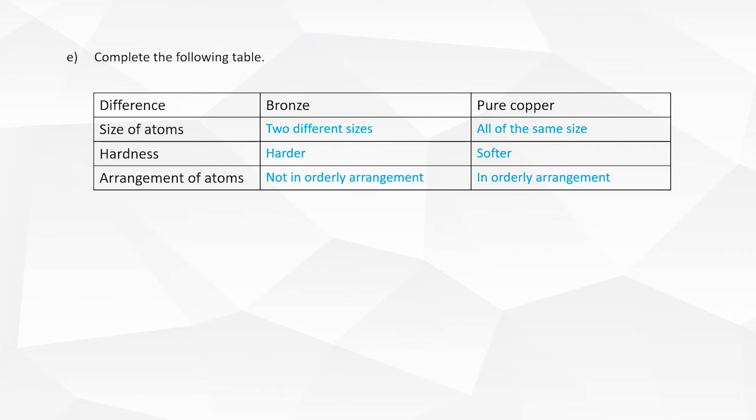Okay, question E is asking you to complete a table about the difference between bronze and pure copper. As I have mentioned just now, the size of atoms inside bronze are different sizes. Tin has a different size from copper. For pure copper, all the atoms are the same size. Next, let us compare their hardness. Bronze is usually harder, while pure copper is softer due to their arrangement. Lastly, the arrangement of atoms in bronze is not orderly because they have foreign atoms that disrupt the orderly arrangement of atoms of the pure metal and hence prevent the layers of atoms of the pure metal from sliding easily. As against this, the arrangement of atoms in pure metal is orderly.